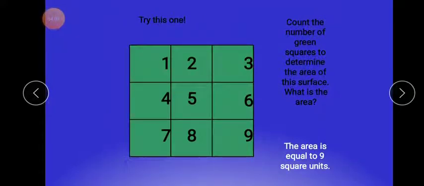Let us try one more question. It is a square with 9 small squares. You have to tell me what is the area of this shape. It is very simple, just count: 1, 2, 3, 4, 5, 6, 7, 8, 9. So the area of this shape is 9 square units. The area of 1 square is 1 square unit, so we have 9 square units.